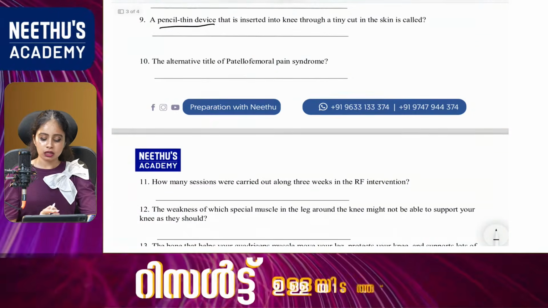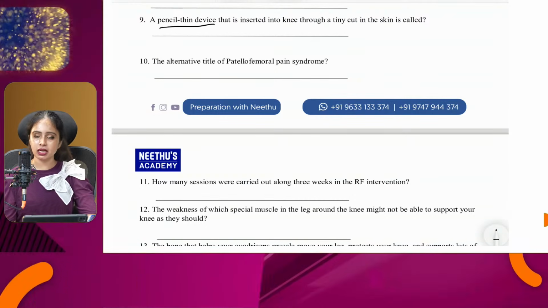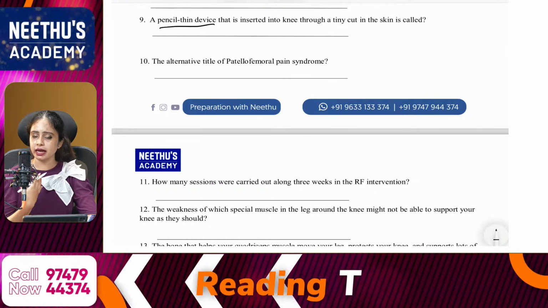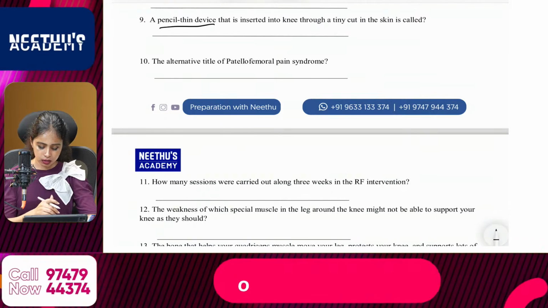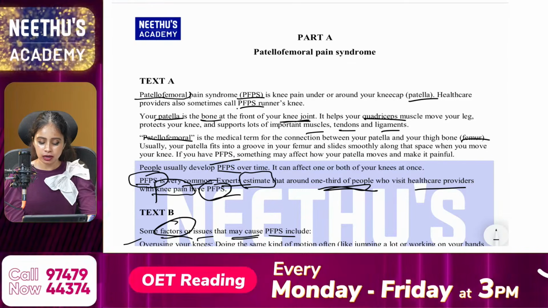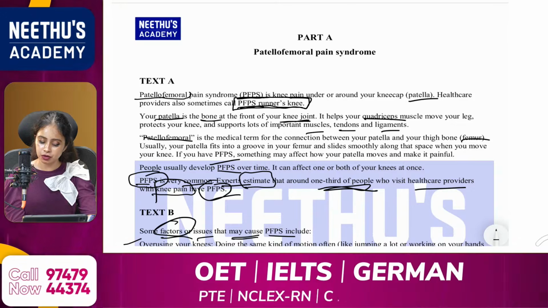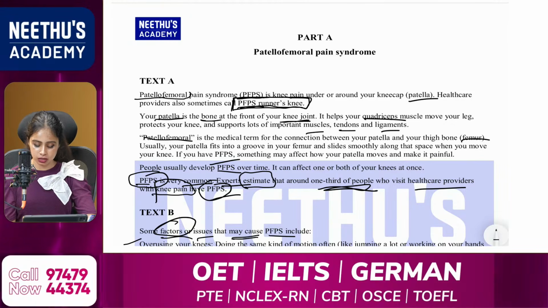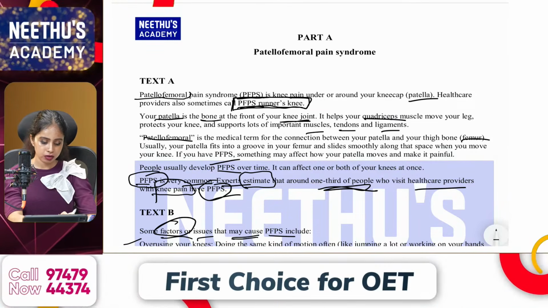Then 10th one, the alternative title of patellofemoral pain syndrome. So what is another or alternative title for patellofemoral pain syndrome? That is from text A. See, what is another name? It is sometimes called PFPS runner's knee. So you have to write the full thing, PFPS runner's knee. That should be the answer. Yes, Sunu, it is PFPS runner's knee. Very good, dear.